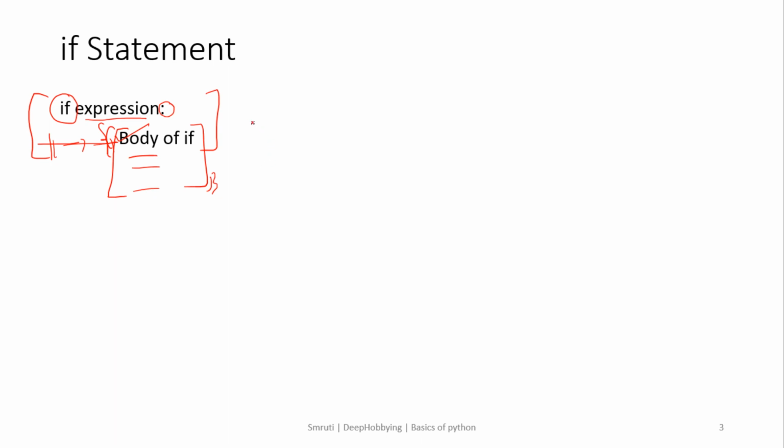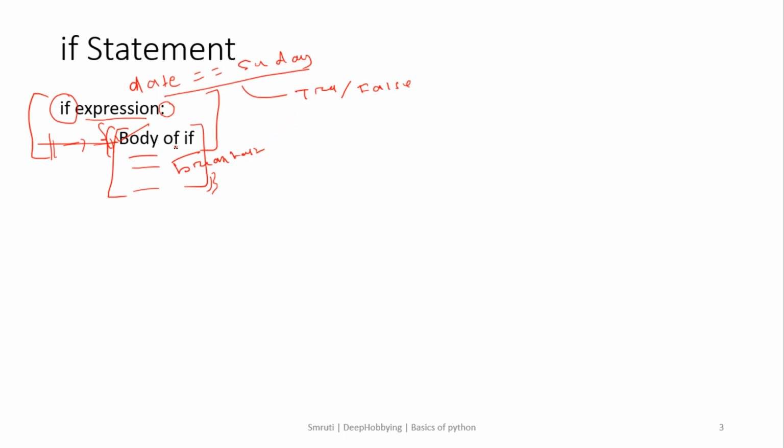Let's say: if today is Sunday, then I will eat breakfast. So the eating of breakfast I can pass here, and here I can say date equals Sunday. Here you can see I have used two equal signs to say this is a comparison, not an assignment. This is a comparison operator, so it will return either true or false. If it is true, the body of the if will execute.